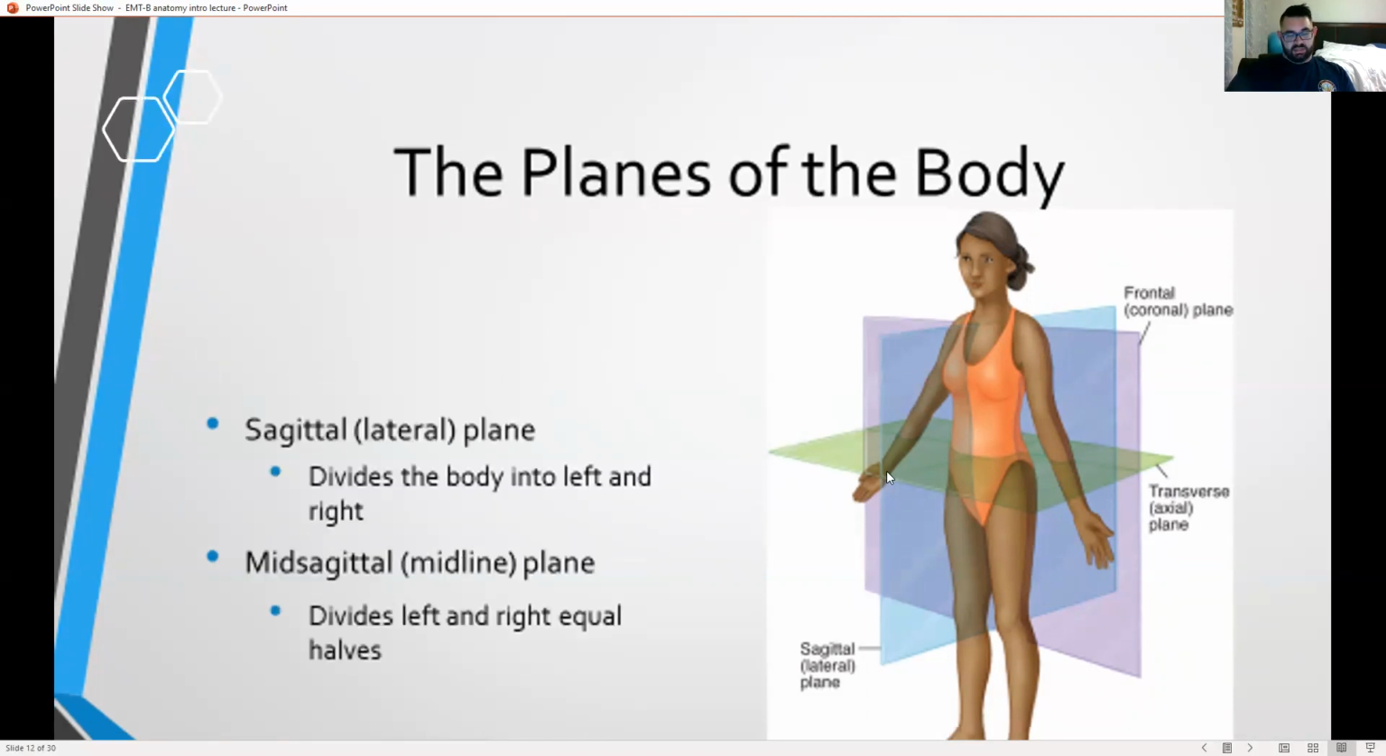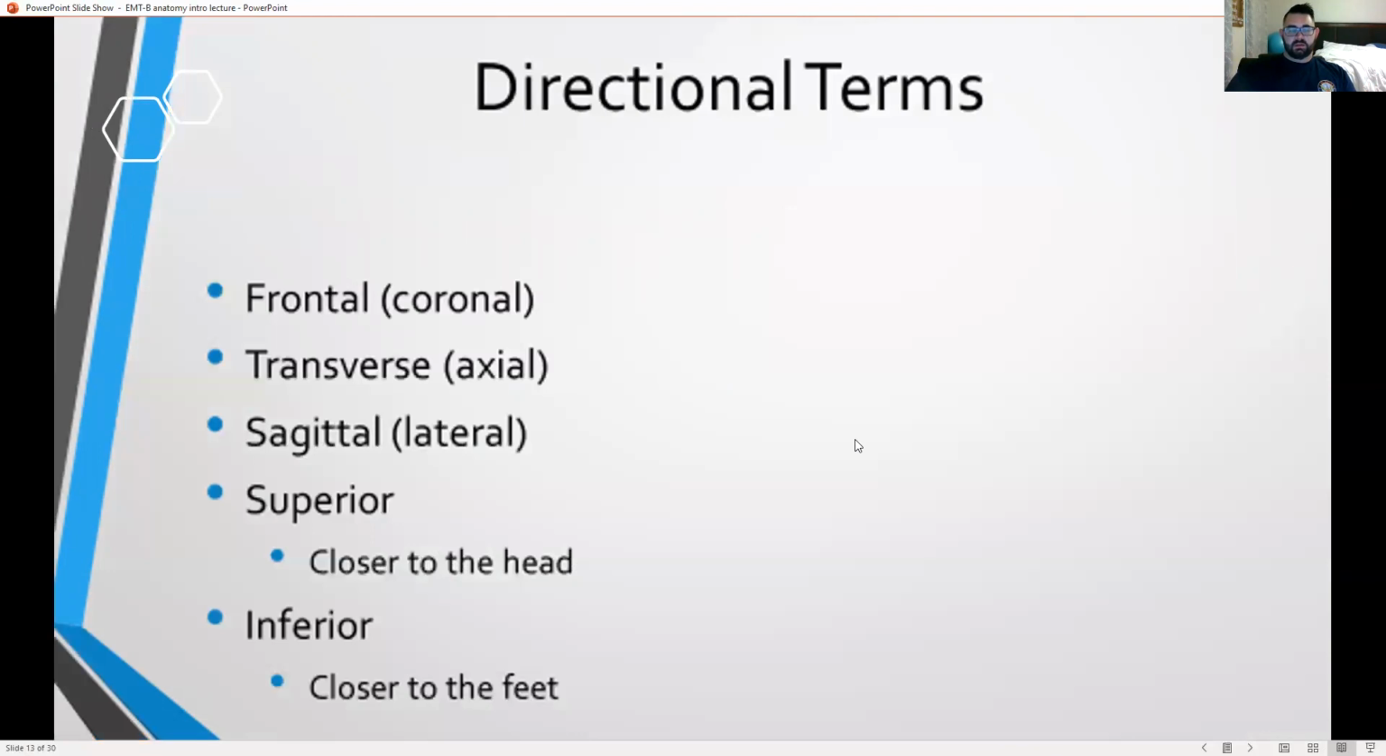Then we have the sagittal plane, which divides the body into left and right. So sagittal plane does what? It divides the body into left and right. Mid-sagittal divides left and right into equal halves. So some directional terms we've already learned: frontal, also known as coronal; transverse, also known as axial; sagittal, also known as lateral.